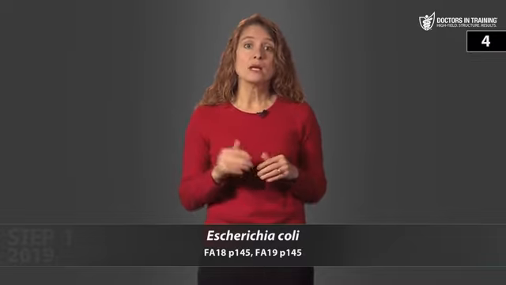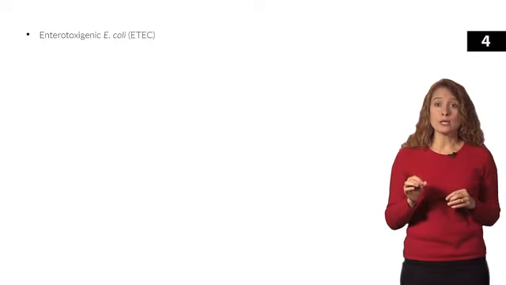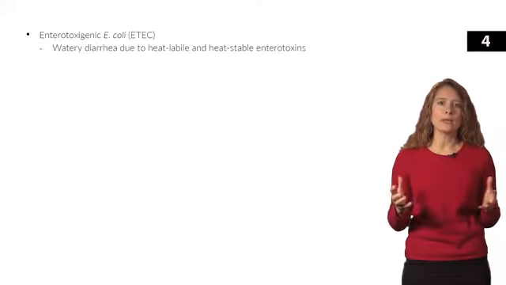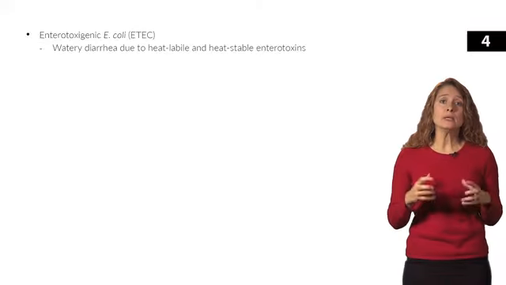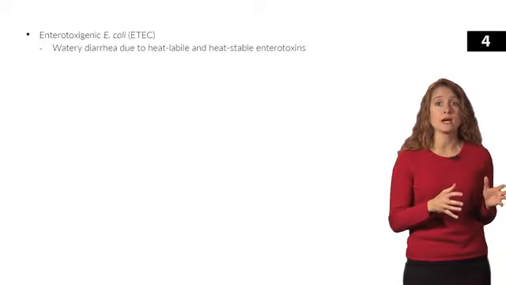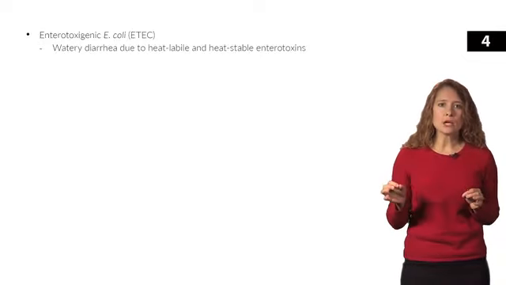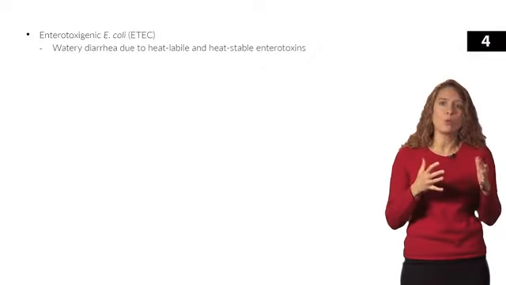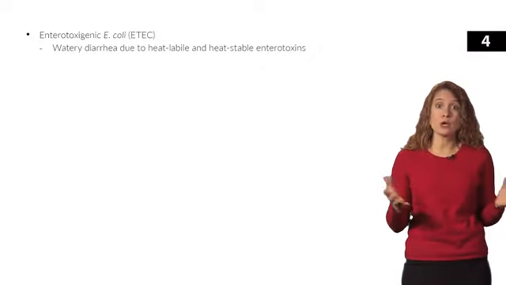Let's start with enterotoxigenic E. coli, or ETEC. This type causes watery diarrhea by making enterotoxins. It produces a heat labile enterotoxin and a heat stable enterotoxin. This heat labile toxin is similar to that seen with Vibrio cholerae, which we know results in that rice water diarrhea that cholera is known for.